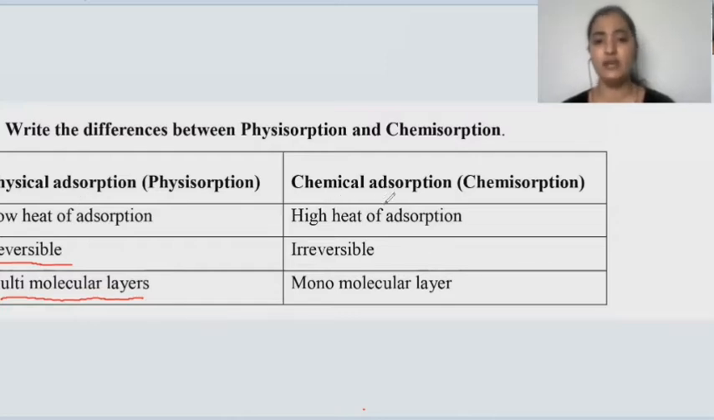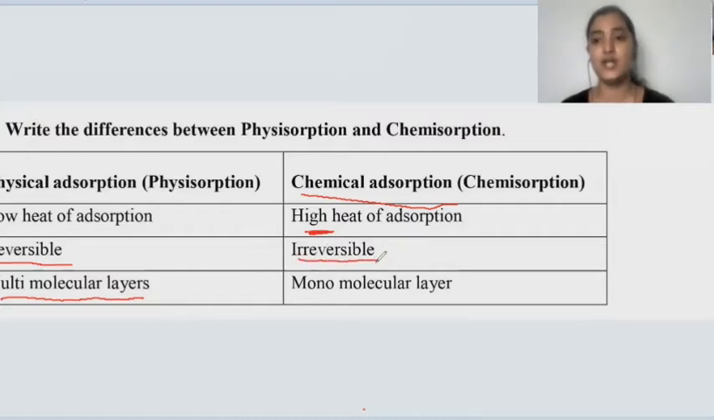When you think of chemical adsorption, here the molecules of the adsorbate are held on the surface of the adsorbent with the help of strong chemical bond. Strong chemical bonds hold the adsorbate molecules and adsorbent molecules. And when you think of the enthalpy of adsorption, they have higher enthalpy of adsorption. And since the bonds formed in chemical adsorption are strong, they are irreversible in nature.